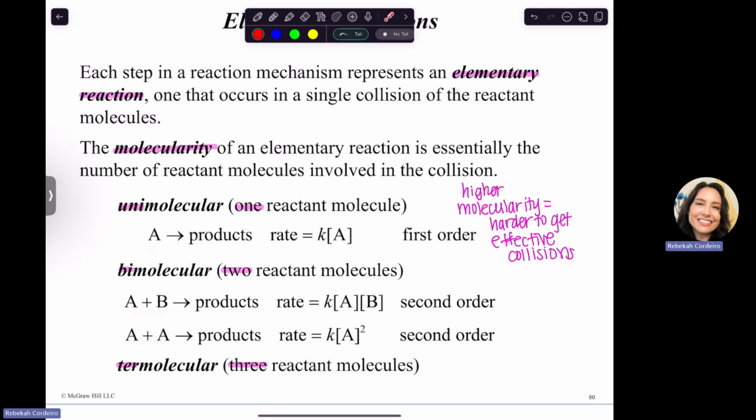So you can imagine that maybe you get a situation where 2 of the things are colliding with the right energy and orientation, but the third one's not. So it's like trying to get 3 people to come to a consensus and work together versus 2 people versus 1 person, right? So the higher up you go with the molecularity, the more molecules that are involved in the collision, the more difficult it is to get an effective collision.